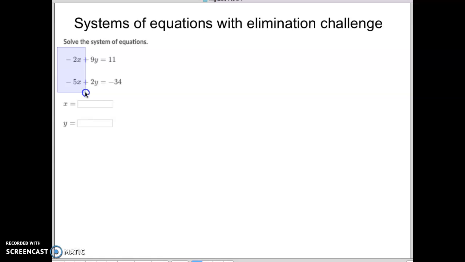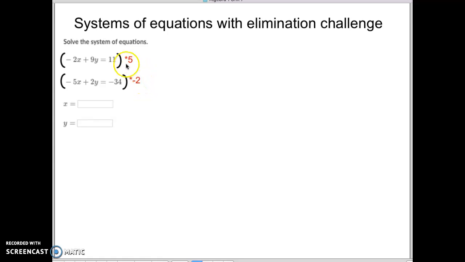So what I'm going to do is multiply the top equation by 5. What you'll notice when I do this, this will give me a negative 10 here, okay? Because this will be a negative 10, then I'm going to need this one down here to be a positive 10. So I'm going to multiply this one through by a negative 2, okay?